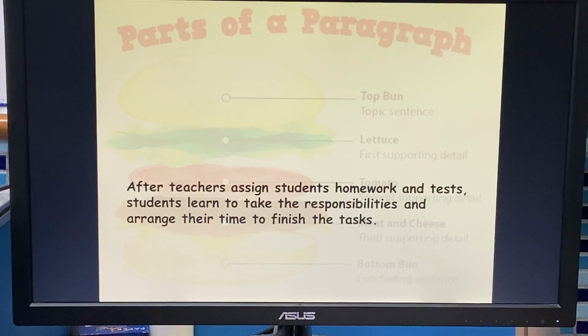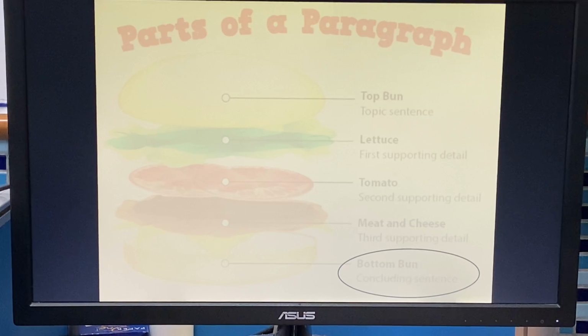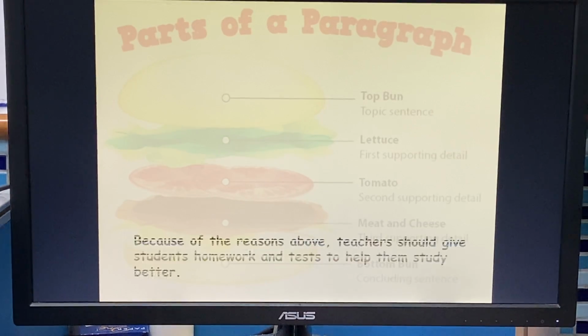After teachers assign students homework and tests, students learn to take the responsibilities and arrange their time to finish the tasks. 这就是刚刚 idea 里面的第四个，就是第三个 supporting detail。学生可以练习负责任。Finally, you write a concluding sentence.